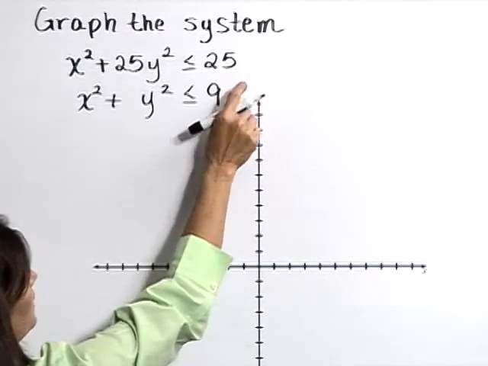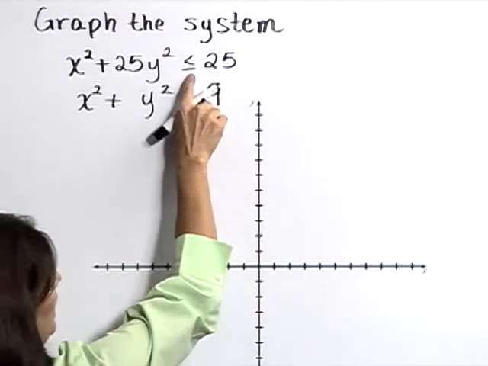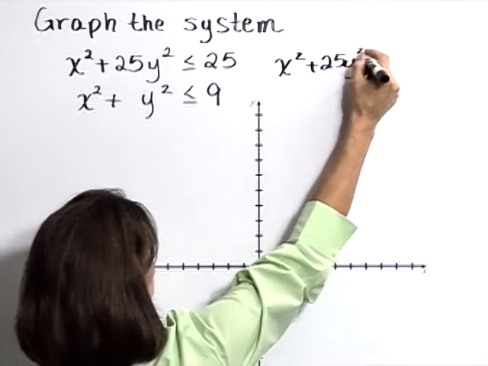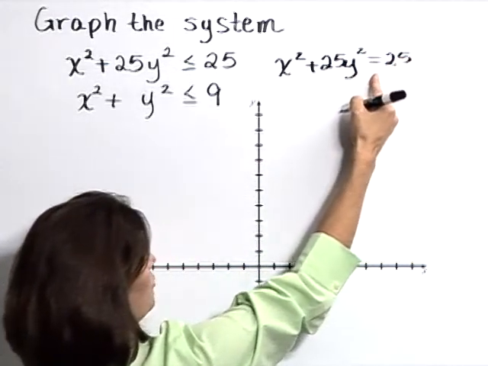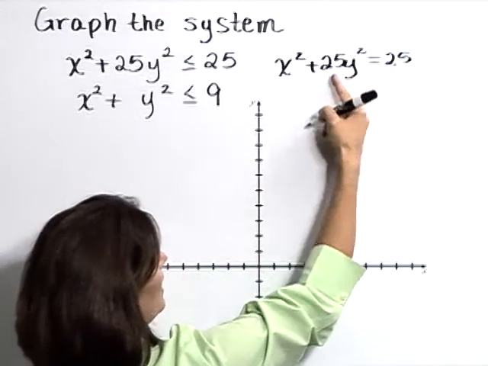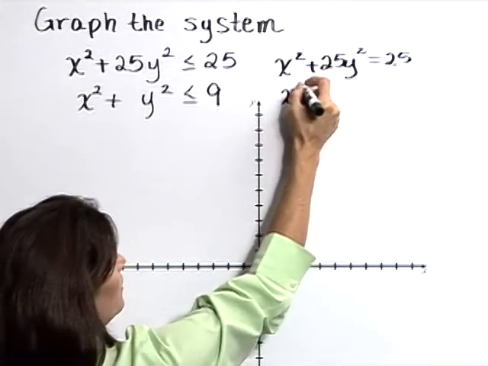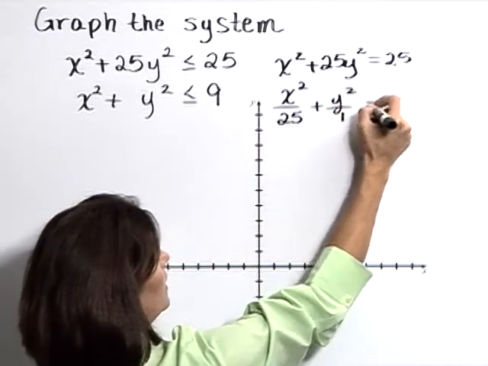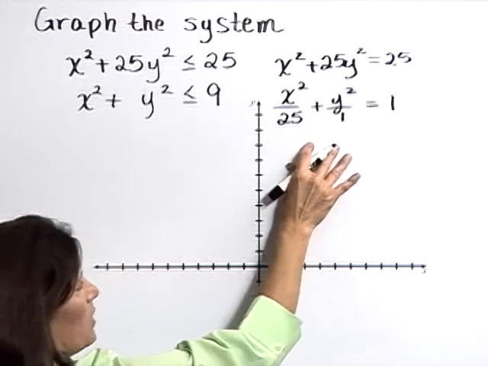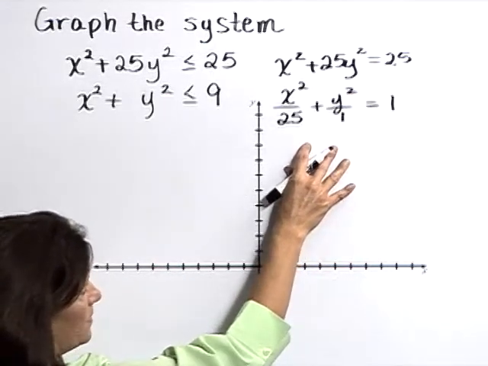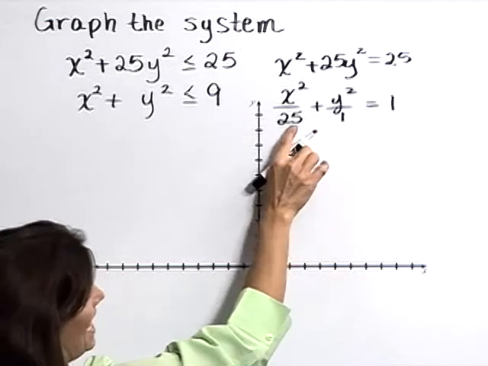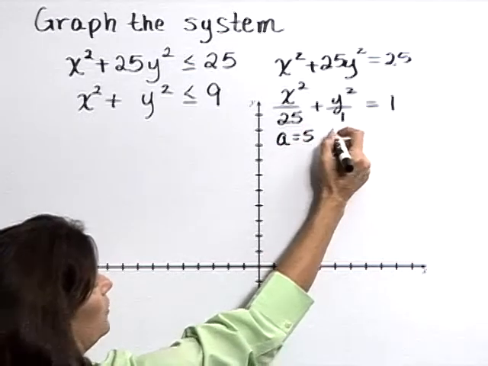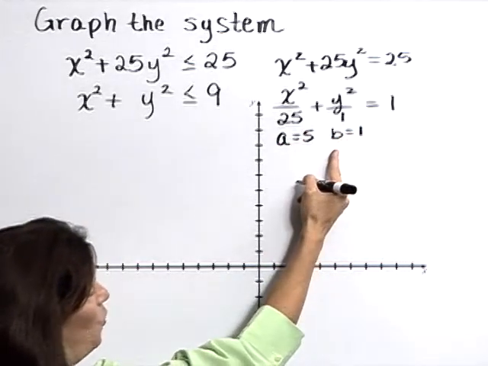First, let's graph its boundary by writing x squared plus 25y squared is equal to 25, its boundary. Let's divide everything through by 25 so we can see this as x squared over 25 plus y squared over 1 is equal to 1. Here we have the standard formula for an ellipse that's centered at the origin. A squared is 25, so A is 5. B squared is 1, giving B is equal to 1.